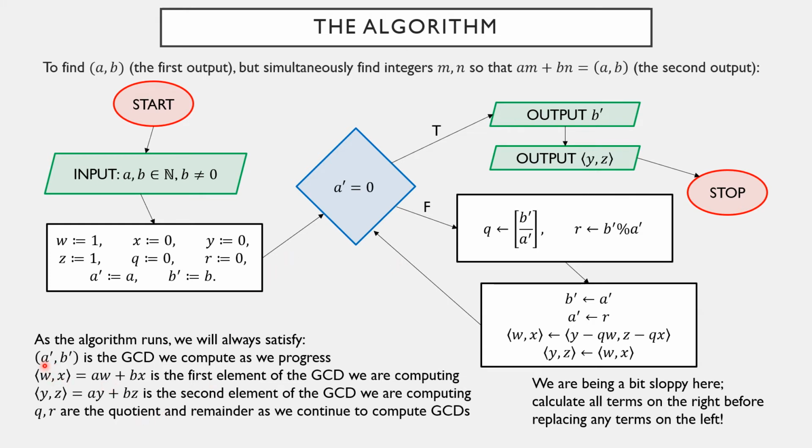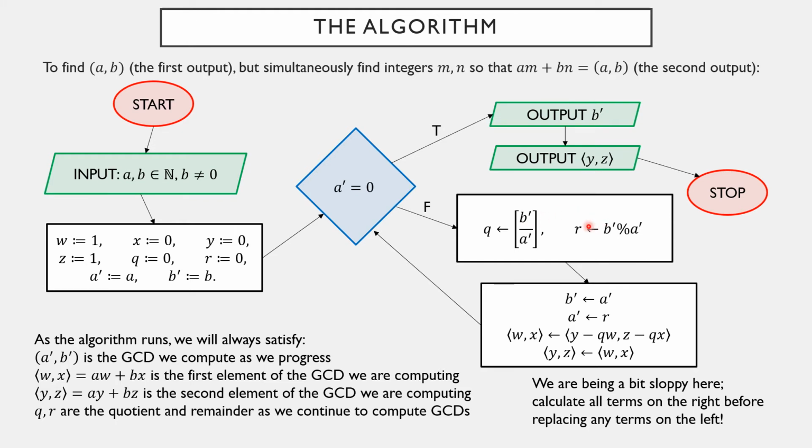Now, a prime is going to be represented by the vector wx. B prime is going to be represented by the vector yz, apologies. So a prime begins at a. Wx begins as 1, 0. So indeed, 1 times a plus 0 times b. On the other hand, yz starts as 0 times a plus 1 times b. So the vector yz does in fact start off keeping track of b prime.